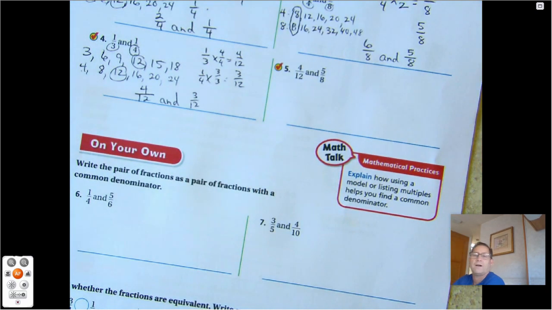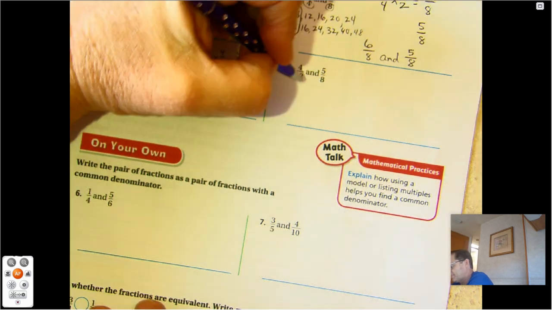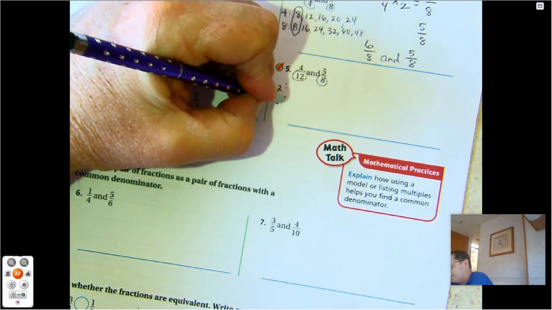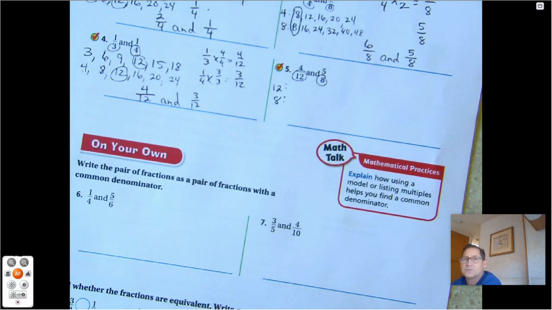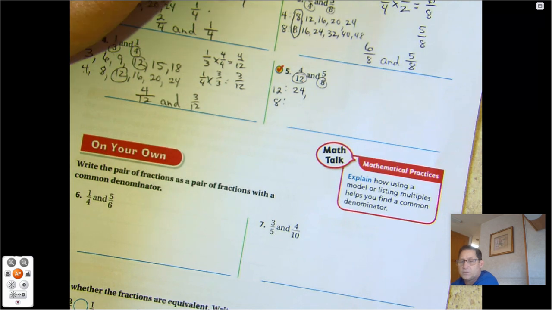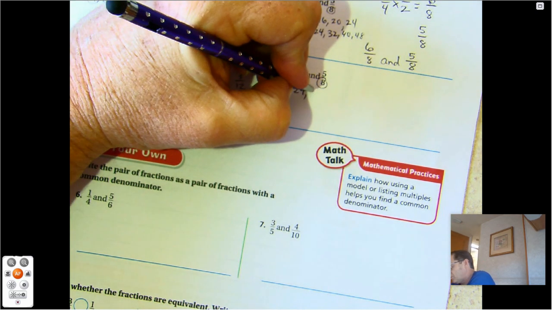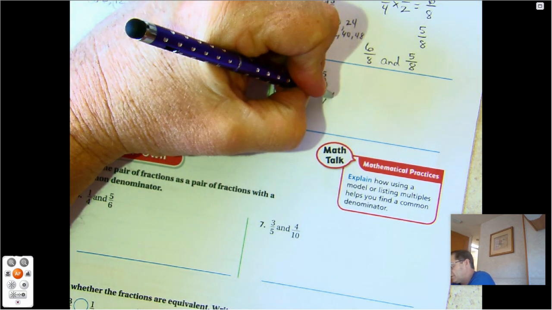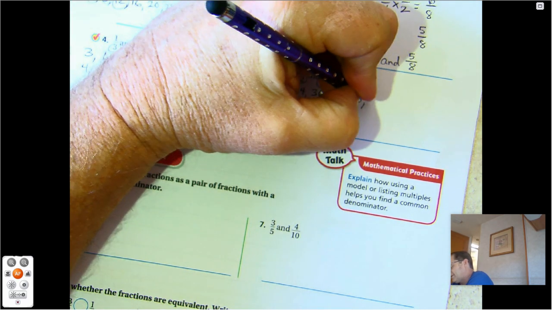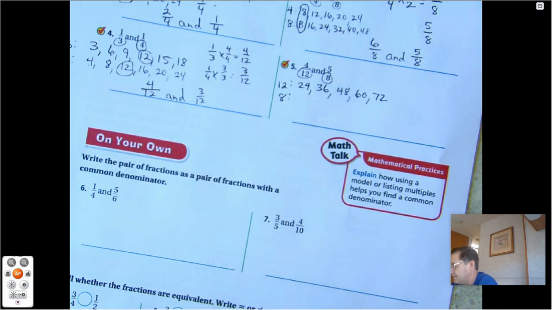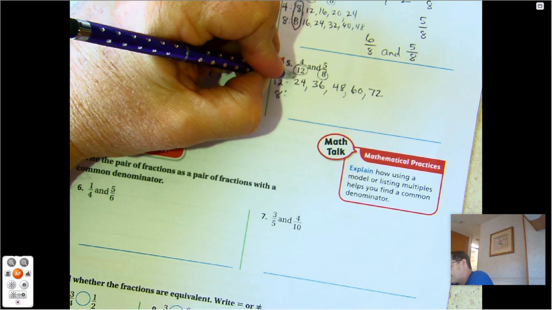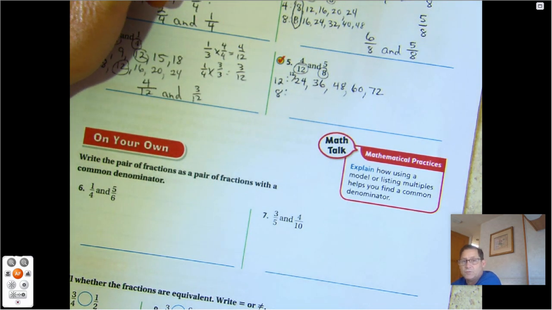All right, 4/12 and 5/8. Well, we have to find a common denominator of 12 and 8. So let's list some multiples of 12. 12, 24. 12 plus 12 is 24. 24 plus 12 is 36. 36 plus 12 is 48. 48 plus 12 is 60. And 60 plus 12 is 72. I forgot that the first multiple of 12 is 12.